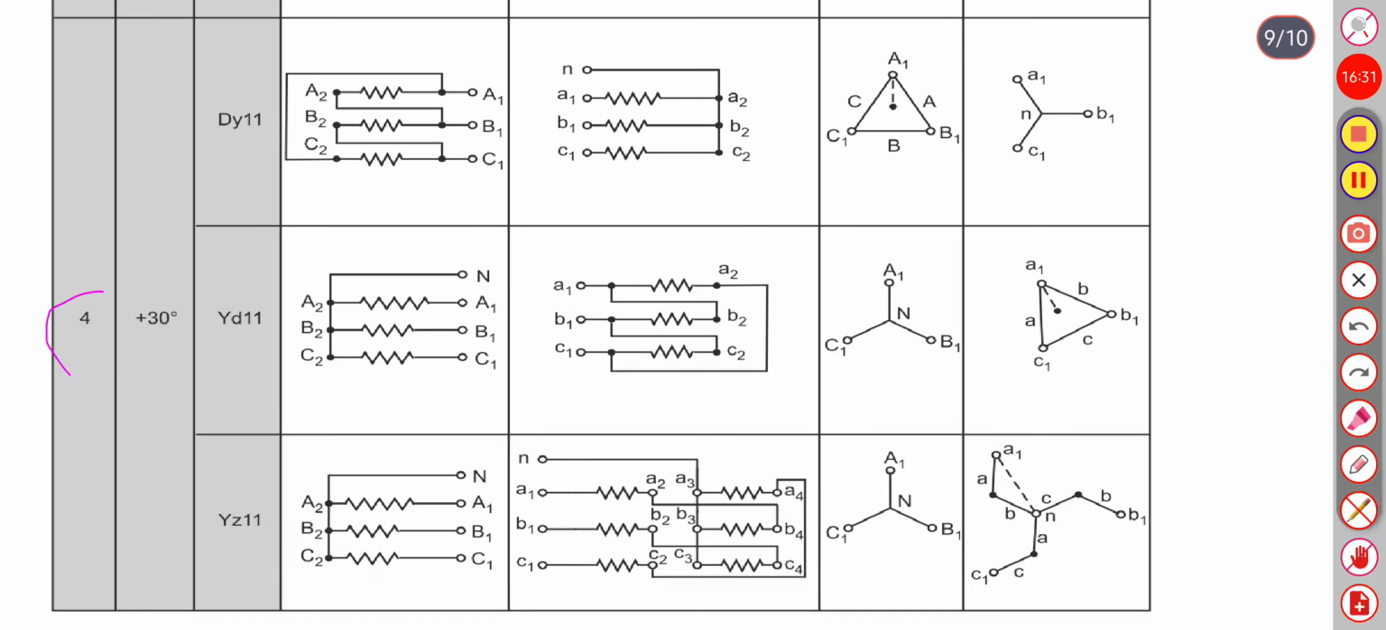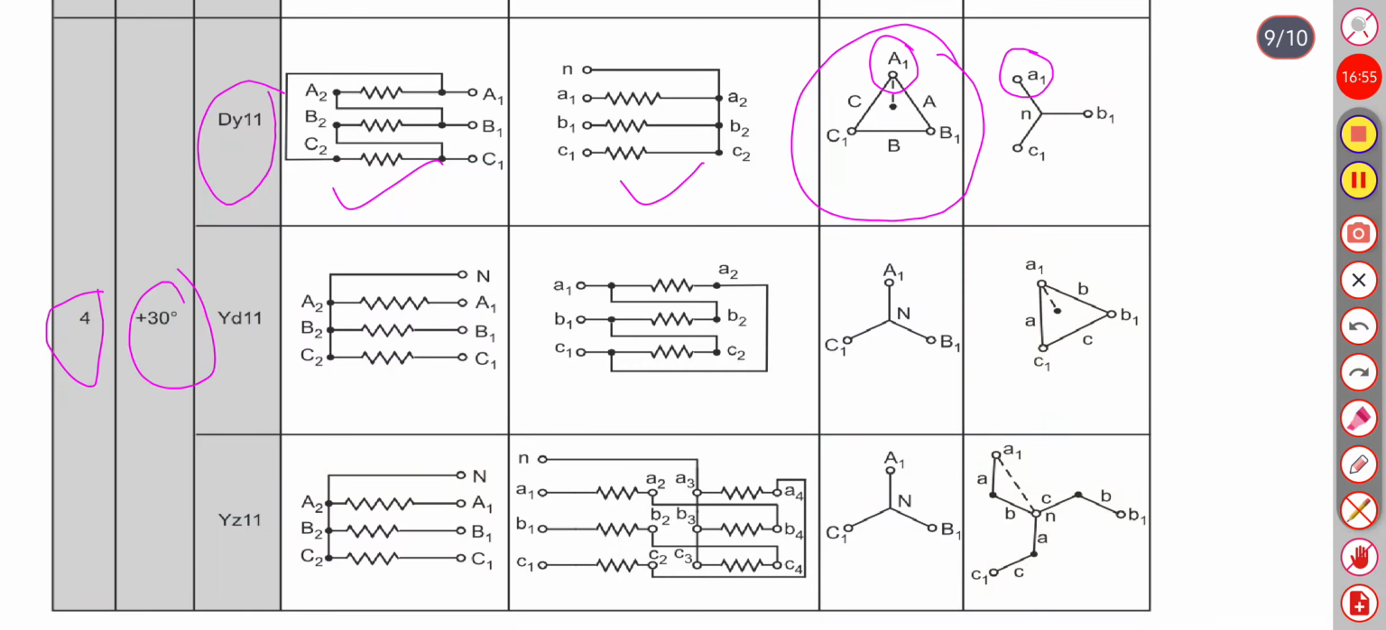Group number 4, 30-degree phase displacement. dy11, the HV winding is connected in delta, LV in star. The phasor diagram will look like this. Here the HV winding A1 is lagging and the LV winding A1 is leading.